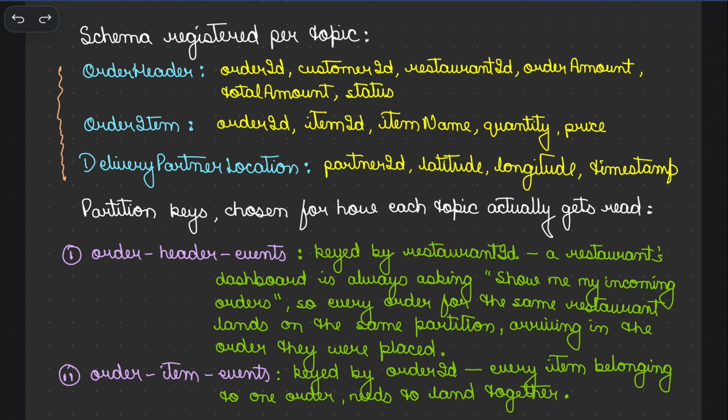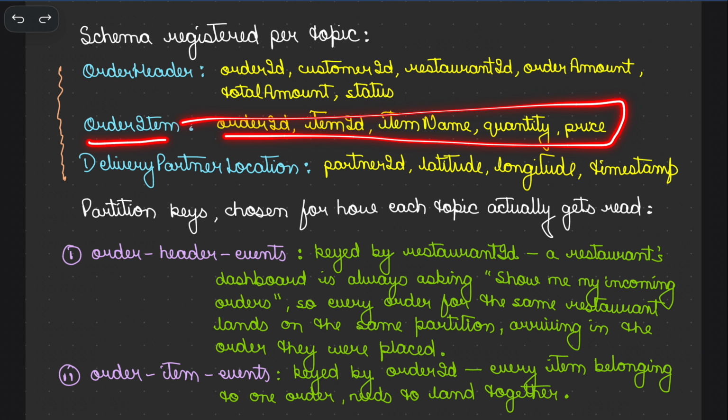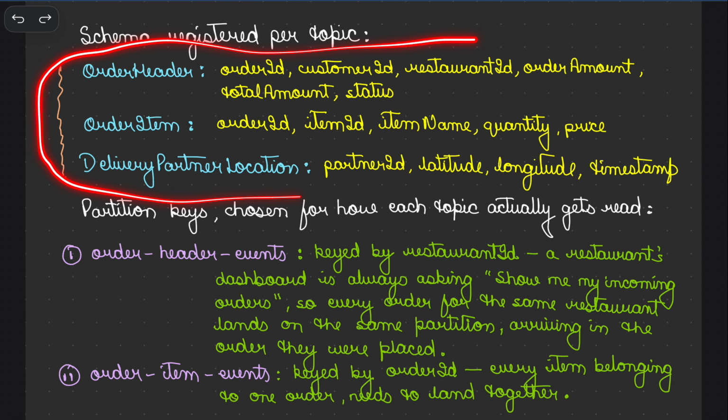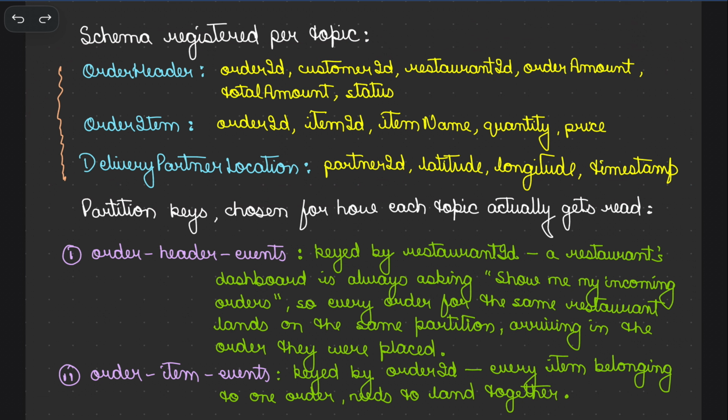Okay, so let's understand which is order header. Order header has the following properties: order ID, customer ID, restaurant ID, order amount, total amount, and status. Similarly, order item has the following properties. Delivery partner location has the following things that it wants to send. So all these configs are what we are maintaining inside the schema registry.